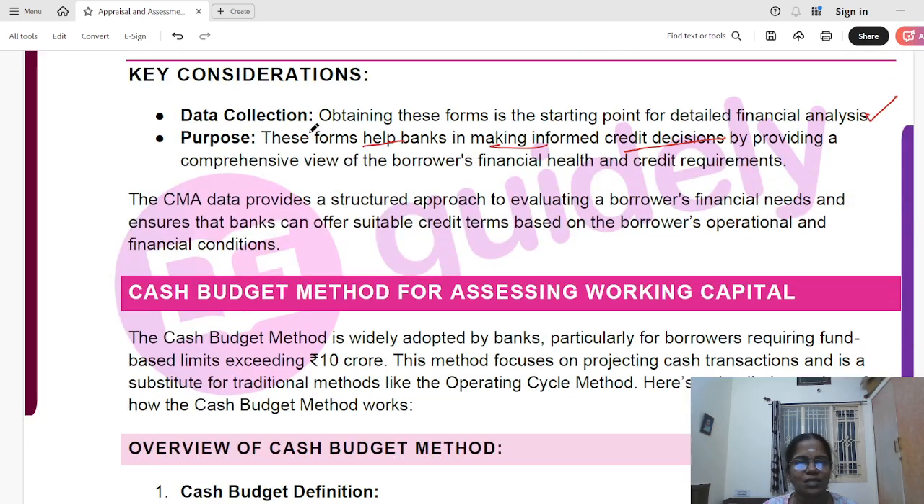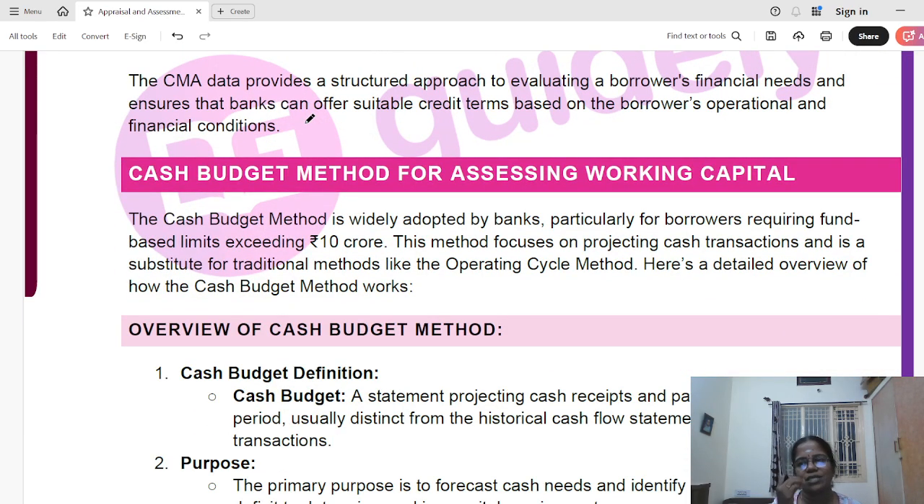Key consideration, this is. Then cash budget method for assessing the working capital. So cash budget is adopted by banks, particularly for borrowers requiring fund based limits exceeding 10 crores. If their limit is exceeding more than 10 crores, in such a case they have to check with the cash budget method. They only project the cash transactions, a substitute for the traditional method like operating cycle method. Only the cash kind of transactions are included.